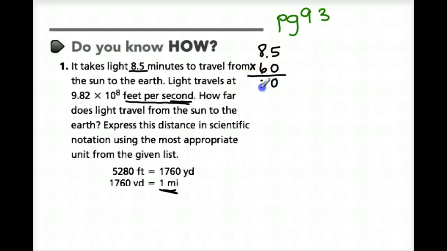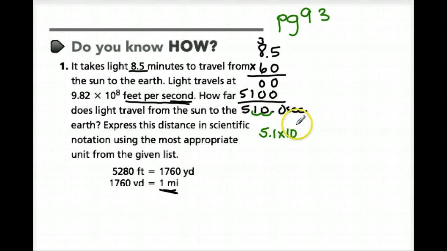So here we're going to get 0, because that's 30. 6 times 8 is going to give me 48, plus 3, that gives me 51. So this is 510 seconds in 8.5 minutes. So we're going to take that 510 seconds, and we're going to turn it into scientific notation. Remember, we move our decimal over twice, so this is now 5.1 times 10 to the second power.